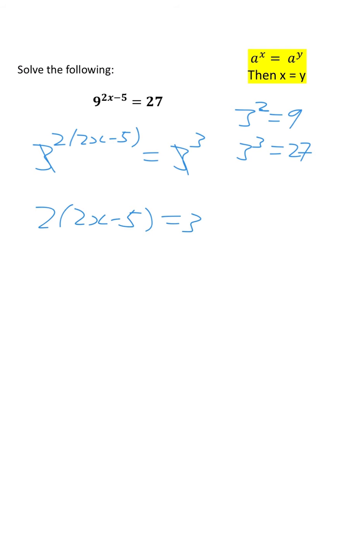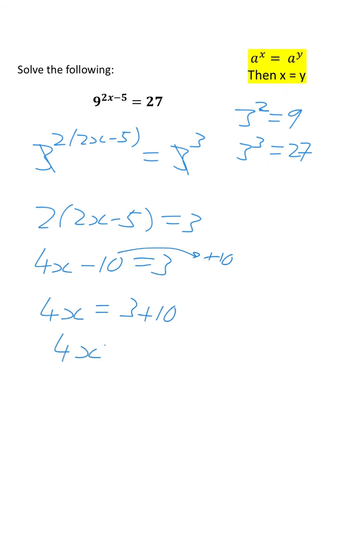So expanding the brackets, we'll have 4x minus 10 is equal to 3. So we're going to move the 10 across, it'll be plus 10. So 4x is equal to 3 plus 10. So 4x equals 13. So x equals 13 divided by 4. So x is equal to 3.25. Okay, if you want to check your answer, you could sub 3.25 back in and see does it equal 27.